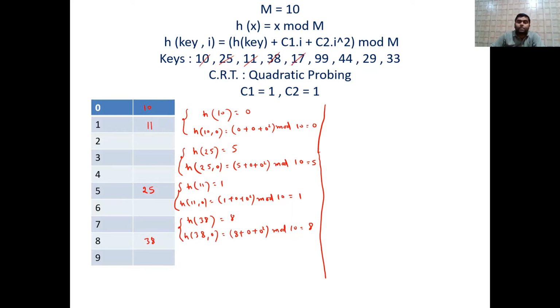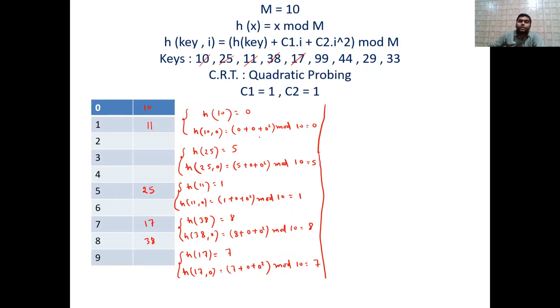Now come to 17. In this case also there is no problem, the 7th space is available. So h of 17 is going to be 17 mod 10, which is 7. So h of 17 comma 0, now we calculate according to the quadratic probing formula. h of 17 is 7 plus 0 square and mod of 10. So this will return you 7. Space is available at location 7, of course, so 17 will be stored at 7.